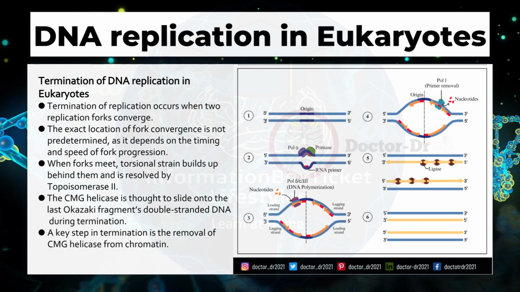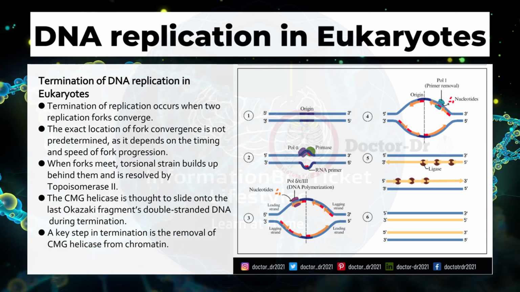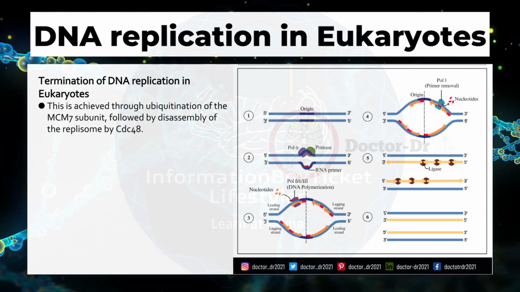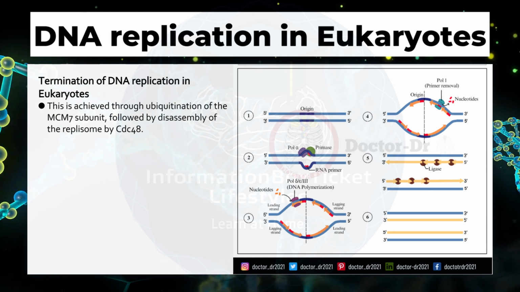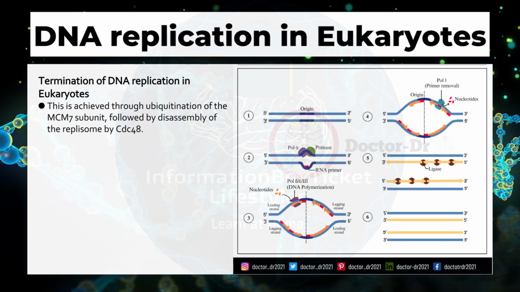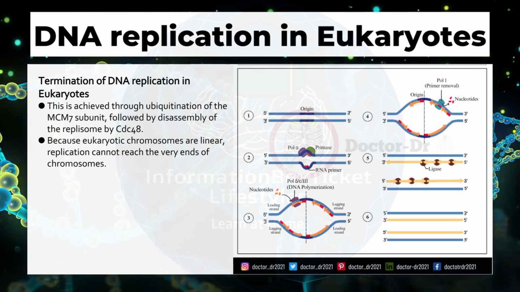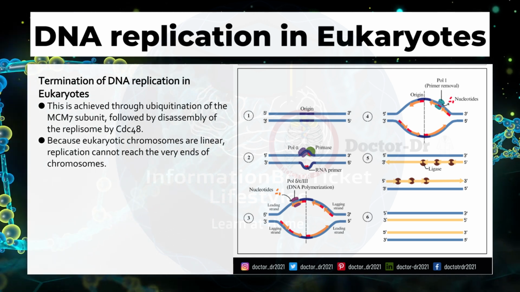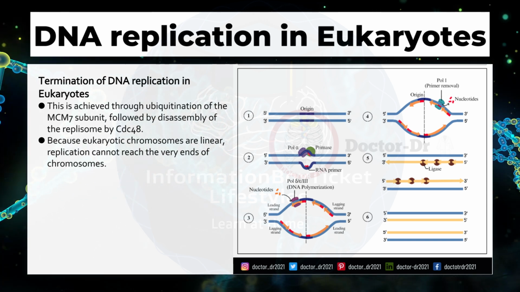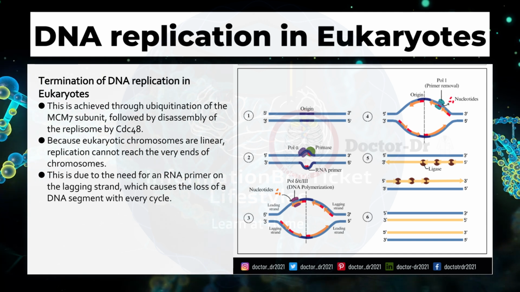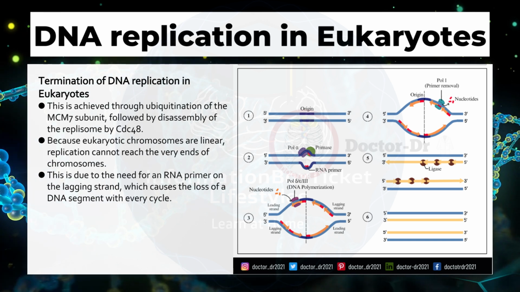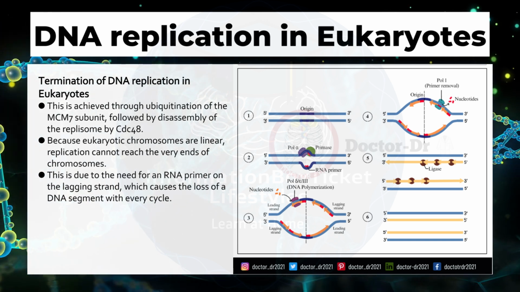A key step in termination is the removal of CMG helicase from chromatin. This is achieved through ubiquitination of the MCM7 subunit, followed by disassembly of the replisome by CDC48. Because eukaryotic chromosomes are linear, replication cannot reach the very ends of chromosomes. This is due to the need for an RNA primer on the lagging strand, which causes the loss of a DNA segment with every cycle.